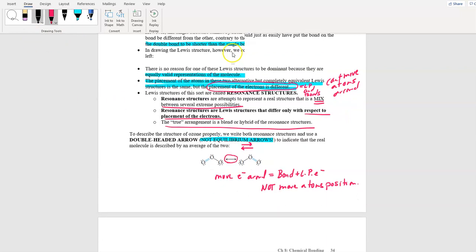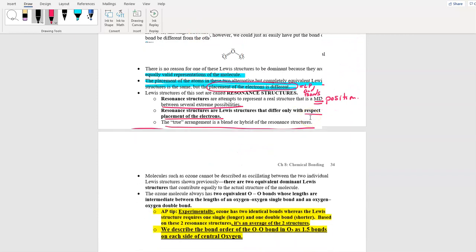So the resonance structure is this double-headed arrow that you draw in between, and you have to figure out how many possible structures it can have. The majority of the time, I don't think I've ever seen past 3 or 4 possible structures. Okay, never seen anything past that. But you have to figure out what that's going to be.